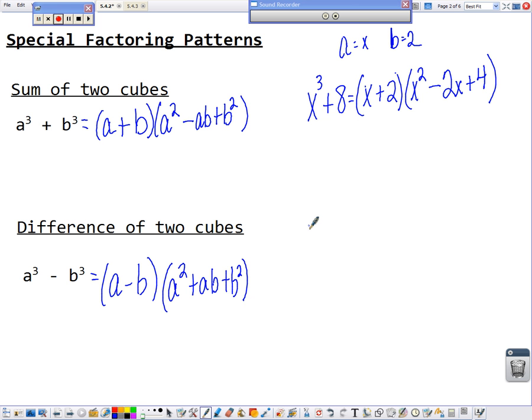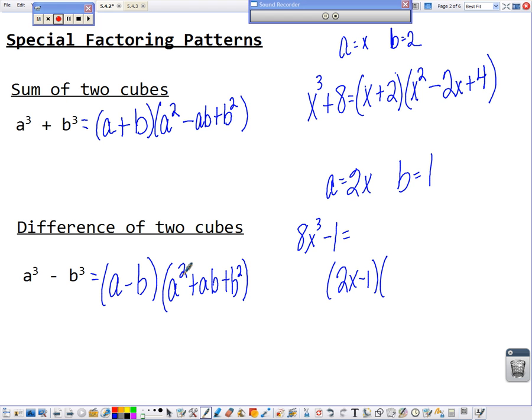This one's a little tougher. We're actually going to factor 8x to the third minus 1. Now, I'm looking for my a term, so the cube root of 8 would be, again, 2 times 2 times 2, so the cube root is 2, and x to the third would be x. For b, I'm just looking for the cube root of 1, which is going to be 1. So when I plug this in, it's just going to be a minus b, so in this case it's just going to be 2x minus 1.